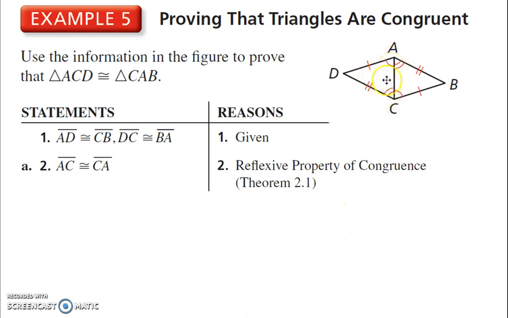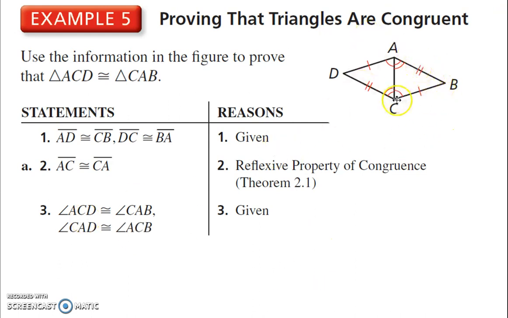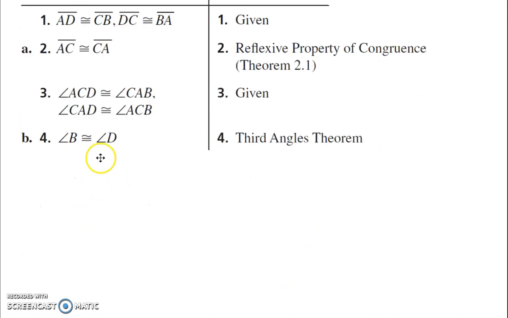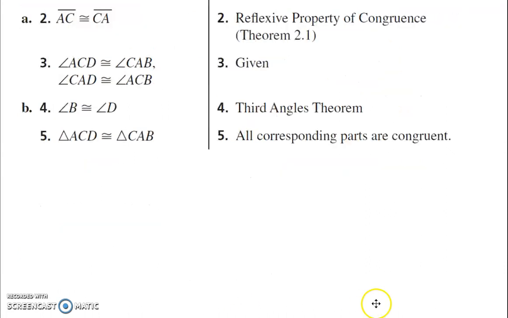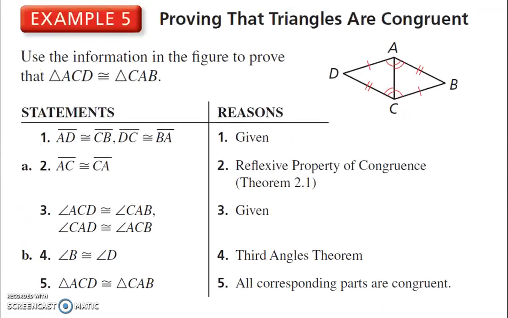Now look at the angles. What am I given? I'm given ACD and CAB are congruent, and I'm given CAD and ACB are congruent. And therefore I can use the third angles theorem to say the other two must be congruent, and hence all corresponding parts are congruent, therefore the triangles are congruent.